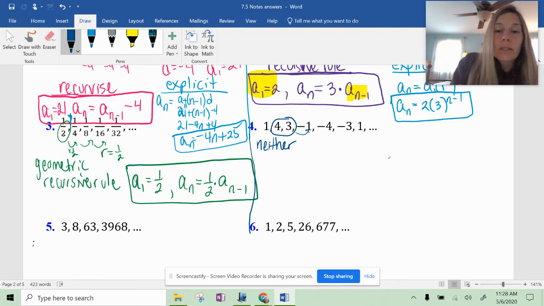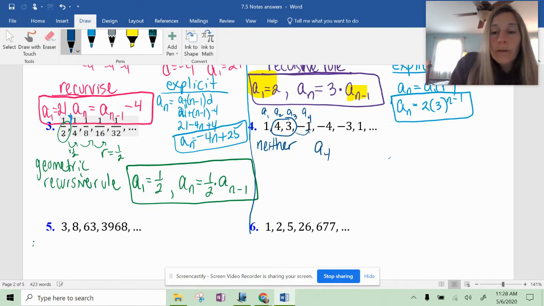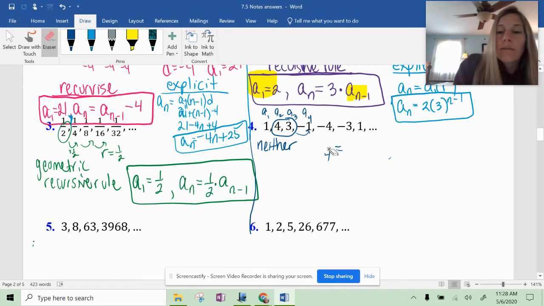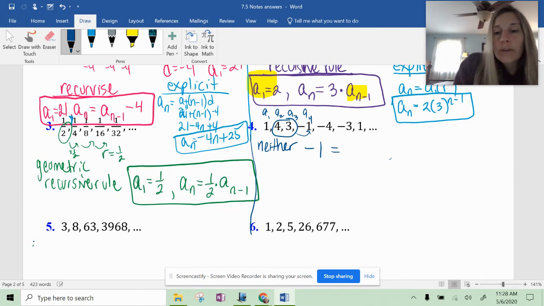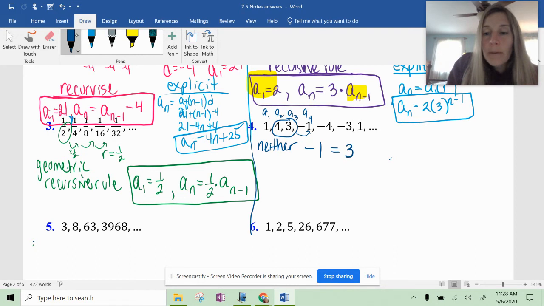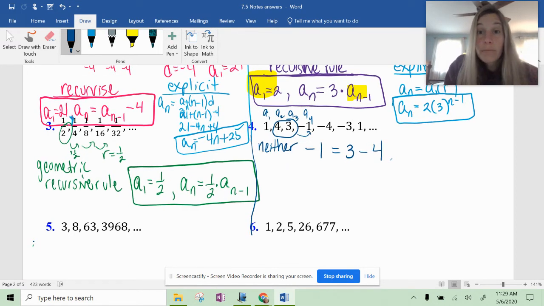So what I'm going to do is, this is my first term. This is my second, this is my third, and this is my fourth, right? If I want to get my a sub 4, for example, the -1, what do I have to do to the 4 and the 3 to get -1? Well, most of you can probably figure out that if you do 3 minus 4, you would get -1, right?